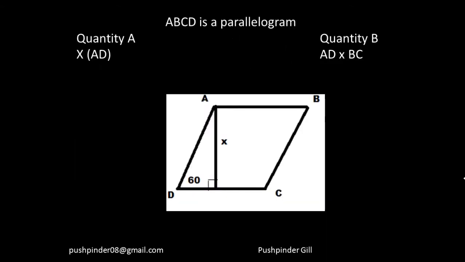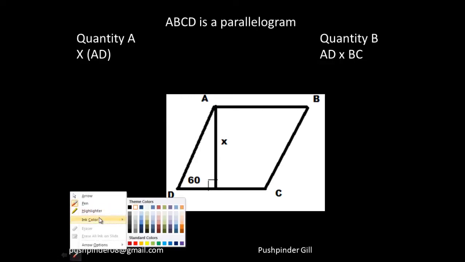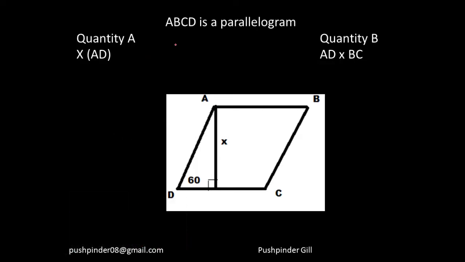Okay, now this is actually a different kind of question. It's a geometry question, but the strategy remains the same. Now it says ABCD is a parallelogram. Which is greater, x times AD or AD into BC? So there's no x here, okay? Alright, now let's see that. Now you know that this is 60 degrees.